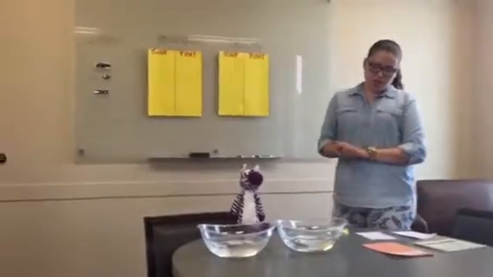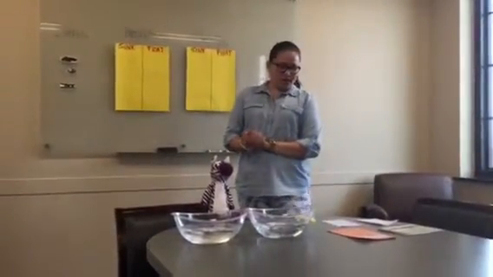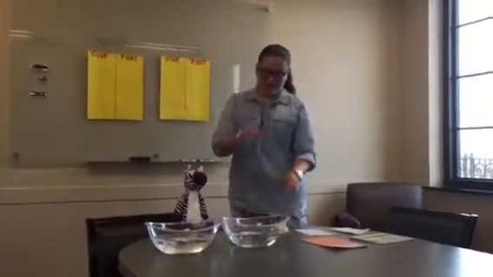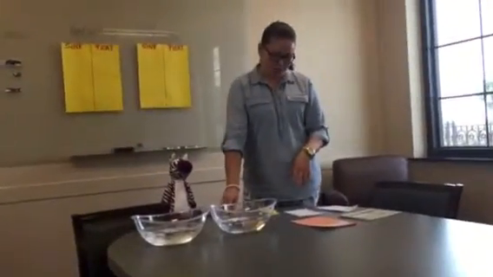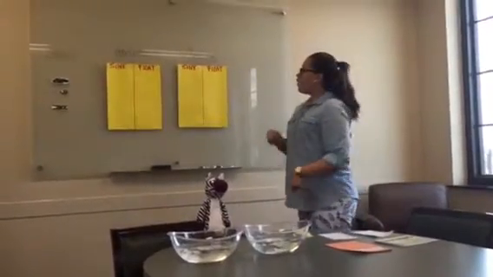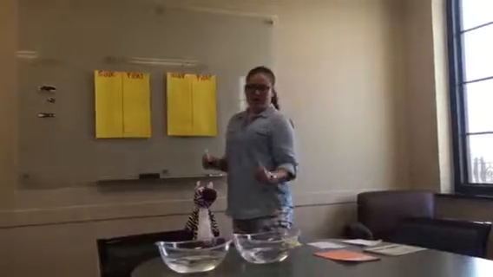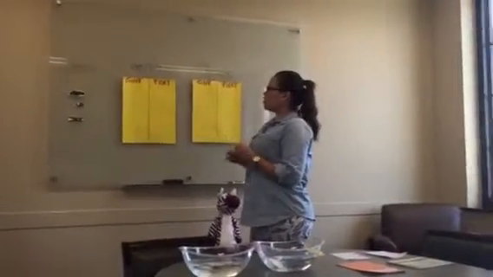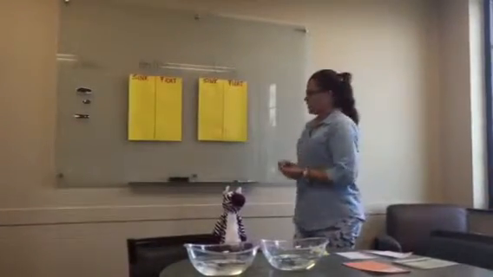Now we're going to explore. After I read the book, we're going to explore with these items. I have a feather, I have a metal spoon, and I have a wooden clothespin. But first, we're going to predict what you think will happen if we put the feather, the spoon, and the wooden clothespin into the water. What do you think is going to happen if we put these items into the water?